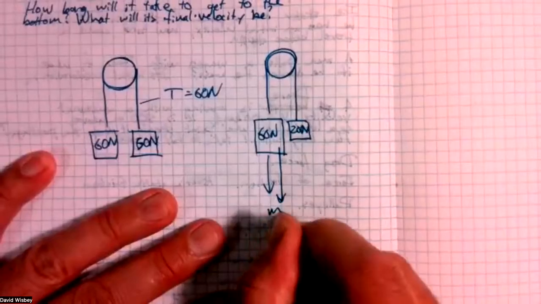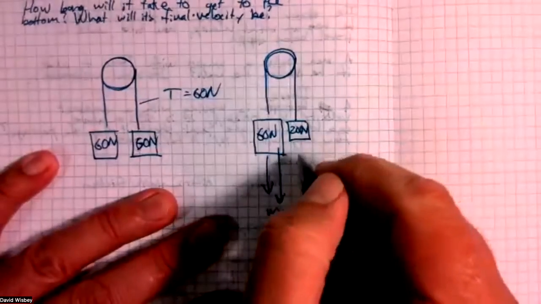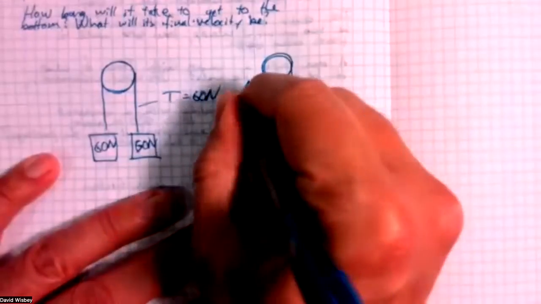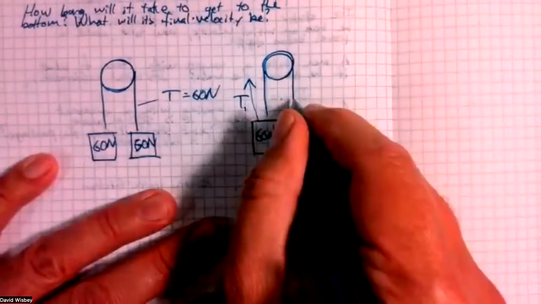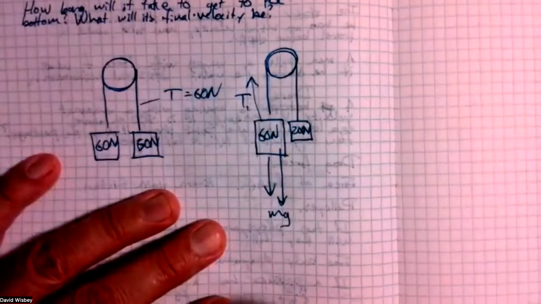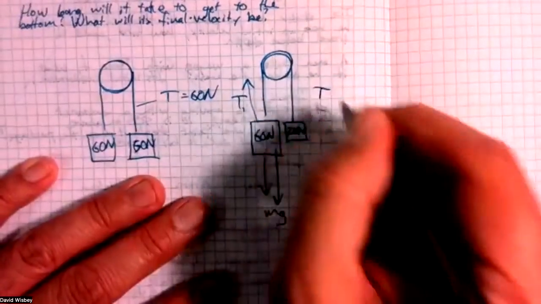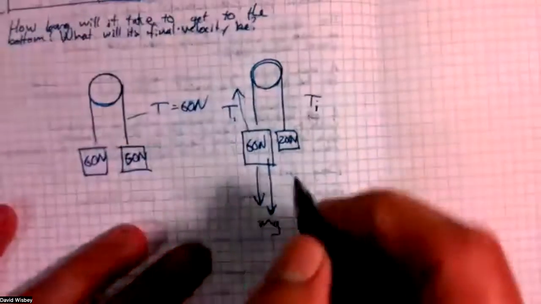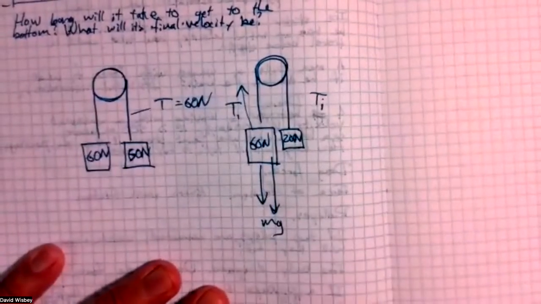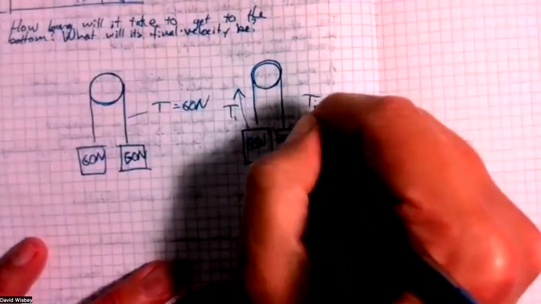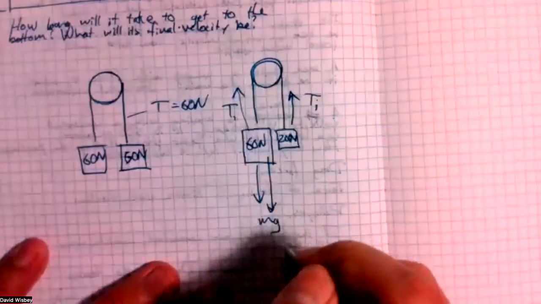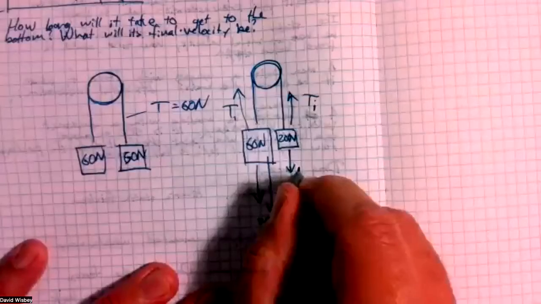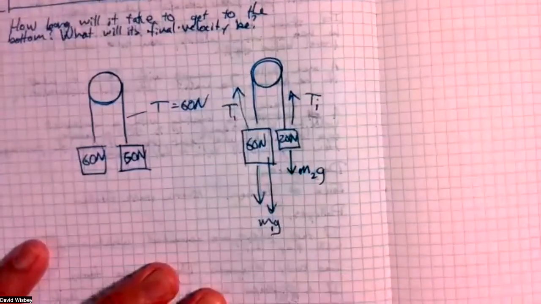There's m times g. And there's tension here. Is the tension the same over on that side? It should be. Yes, it better be the same, because our rope is not stretchy. All right. So then what are the forces on this one? It's weight as well. So we'll say this is m2 times g. This will be m1 times g.